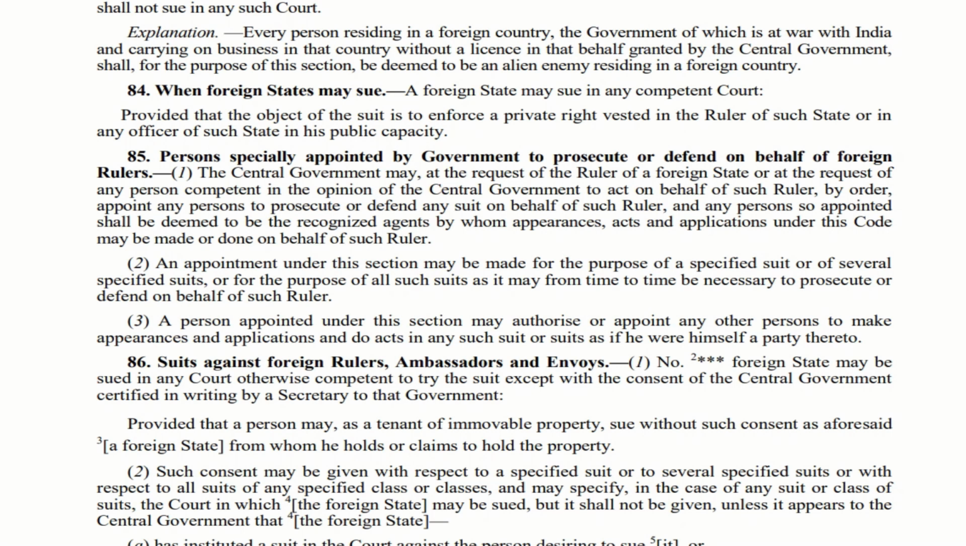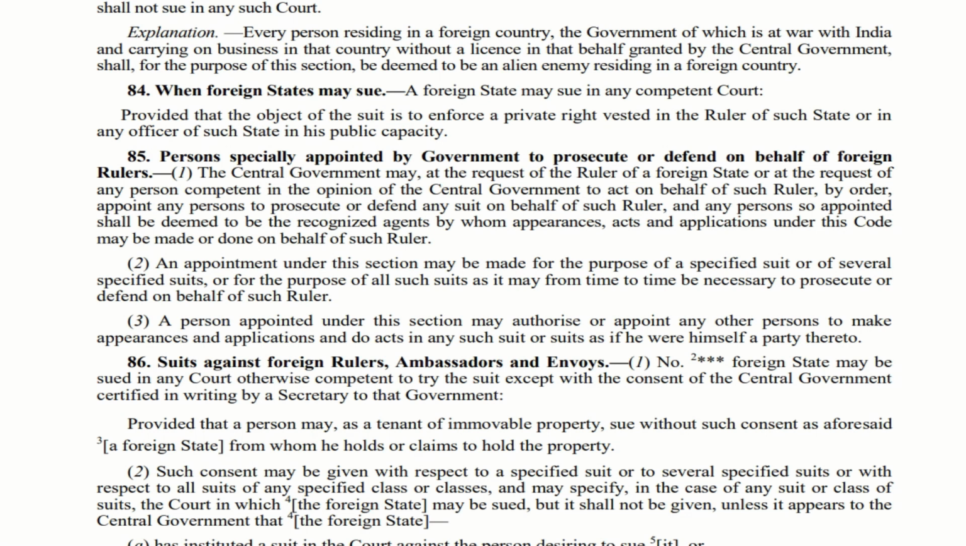Let us move to section 85. Persons specially appointed by government to prosecute or defend on behalf of foreign rulers. Let us move to subsection 1 under section 85. In case a foreign ruler requests the central government to appoint anyone on his behalf to defend or prosecute a suit, central government can appoint such a person.